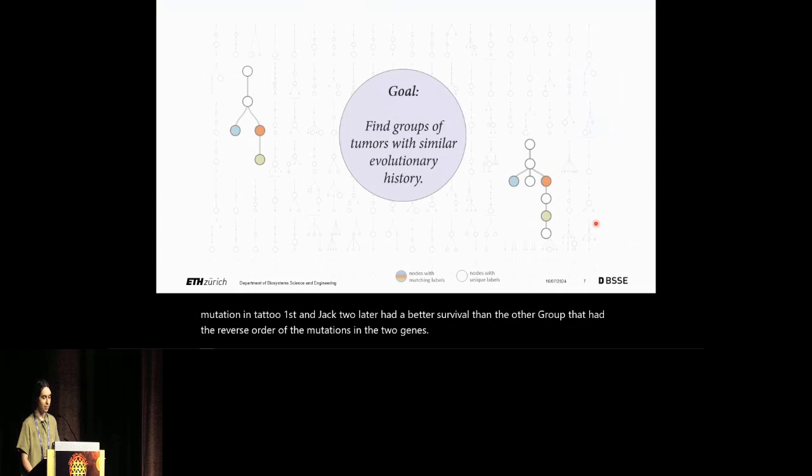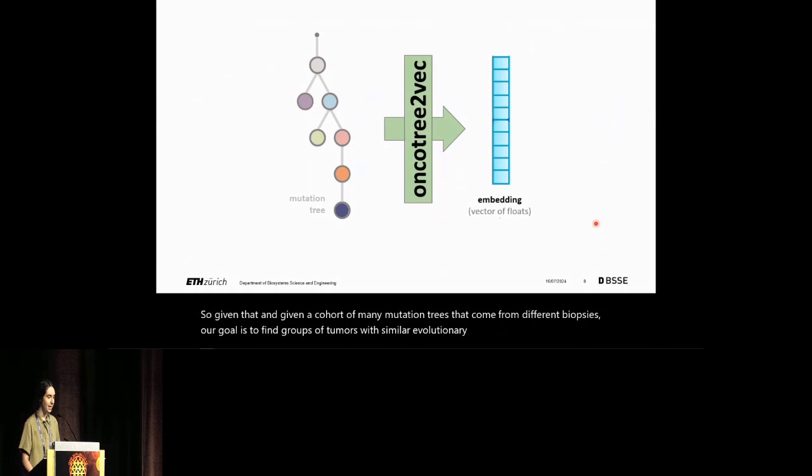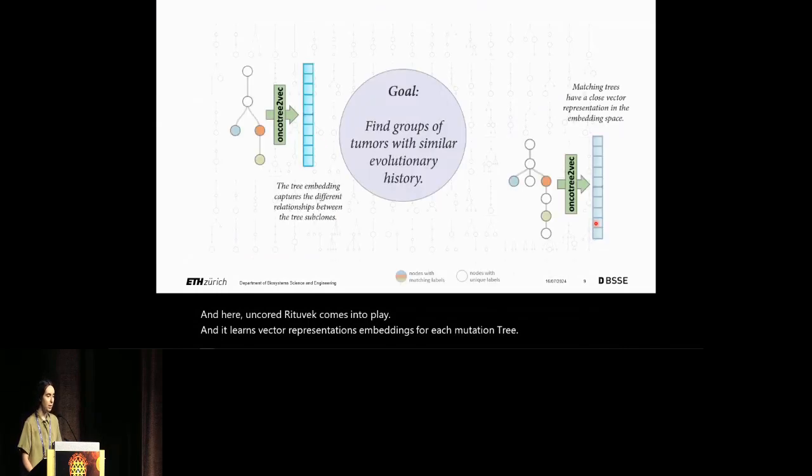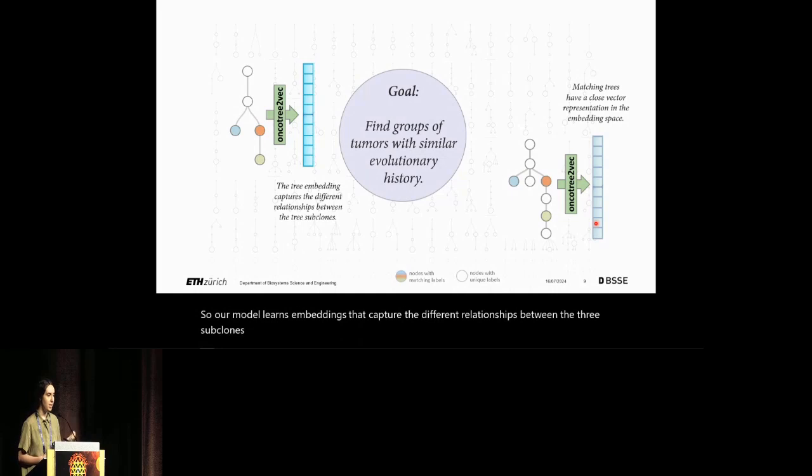So given that, and given a cohort of many mutation trees that come from different biopsies, our goal is to find groups of tumors with similar evolutionary history. Here, oncotree2vec comes into play, and it learns vector representations, embeddings, for each mutation tree. Our model learns embeddings that capture the different relationships between the subclones, and matching trees will have a close representation in the embedding space.